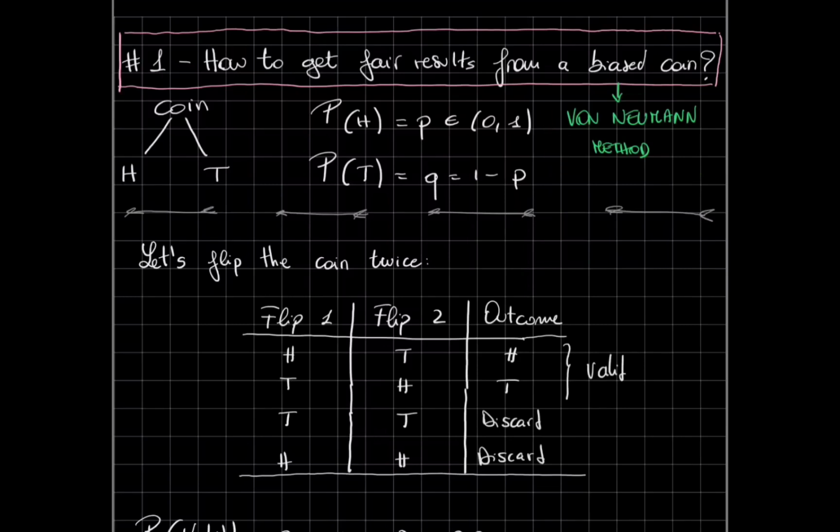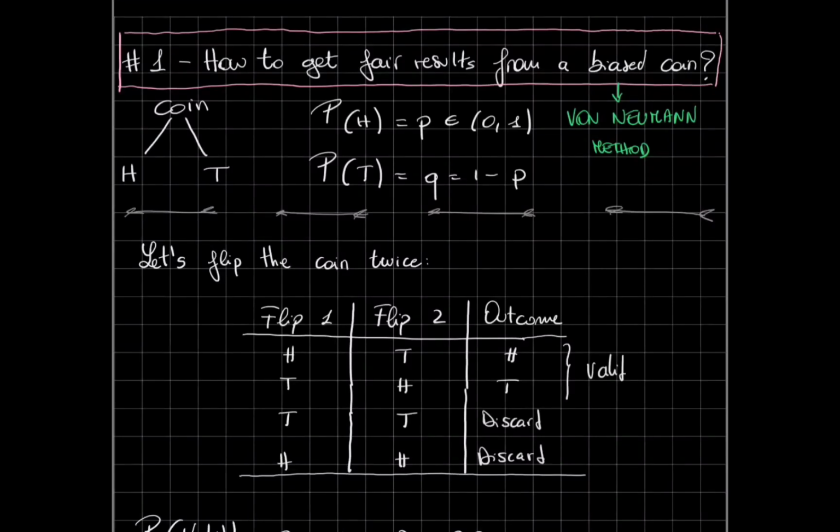We'll begin by setting up the classical coin flipping scenario. We have a coin with two possible outcomes, head or tail. Each flip is independent, and the probability of obtaining a head is defined as p, a number between 0 and 1. Consequently, the probability of obtaining a tail is 1 minus p, which we call q.